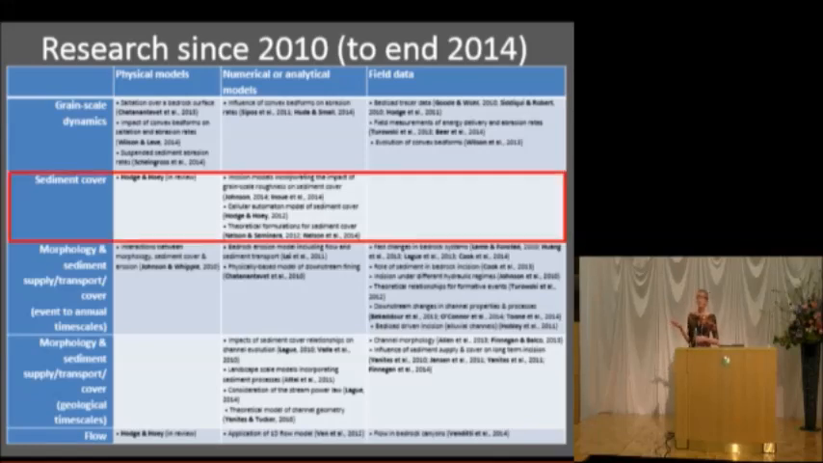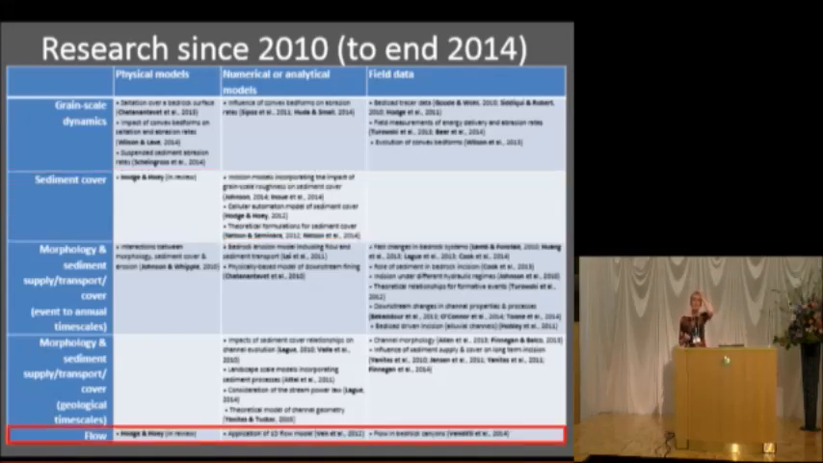The fact that this box is blank is not quite strictly accurate, because some of these other papers do actually have field data of sediment cover within them. It's just that often that's not been the main form of the data. And I also have to apologize to maybe Jens that this is only up to the end of 2014, and I know there are a couple of papers that have come out in 2015 that maybe do start to fill in that box. But clearly this question of sediment cover is something that has quite a lot of gaps in our knowledge.